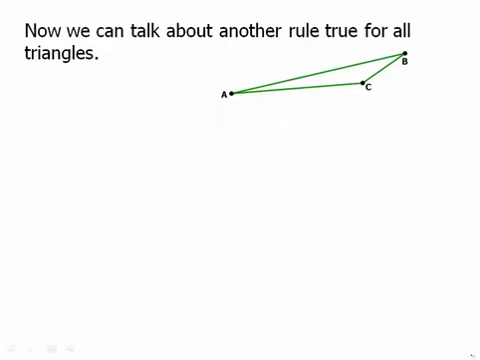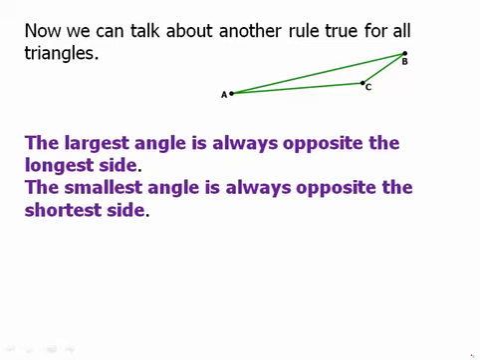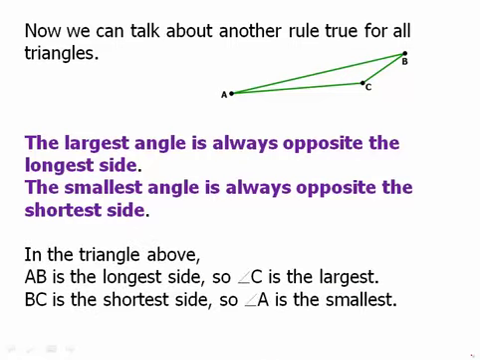Now we can talk about another rule true for all triangles. The largest angle is always opposite the longest side, 100% of the time. The largest angle is opposite the longest side, and the smallest angle is always opposite the shortest side. In the triangle above, of course drawn to scale, AB is clearly the longest side, so that means that angle C has to be the largest angle. And in fact, angle C looks like it's obtuse. An obtuse angle in a triangle is always going to be the largest angle. BC is clearly the shortest side, and so that means that angle A must be the smallest angle. So we absolutely know that this is always true.